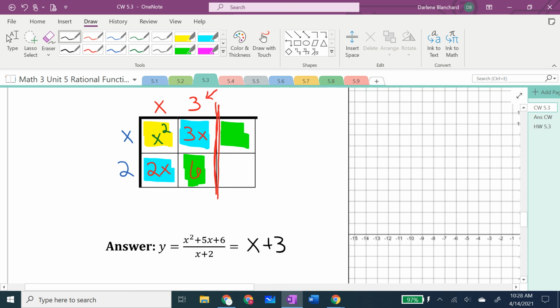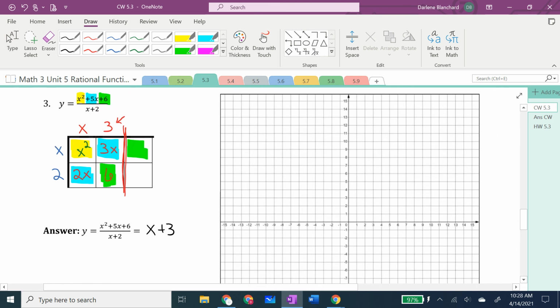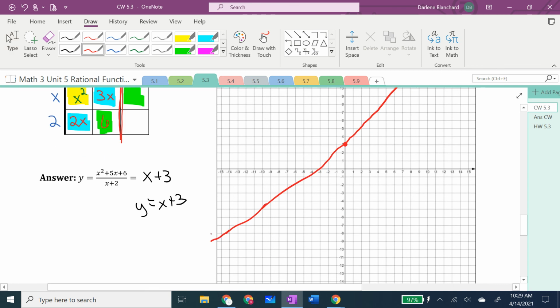Can you graph that polynomial? X plus 3. You're graphing y equals x plus 3. Y-intercept is 3, slope is 1. And I'm trying to do my best job at drawing a slope of 1. No, not perfect.